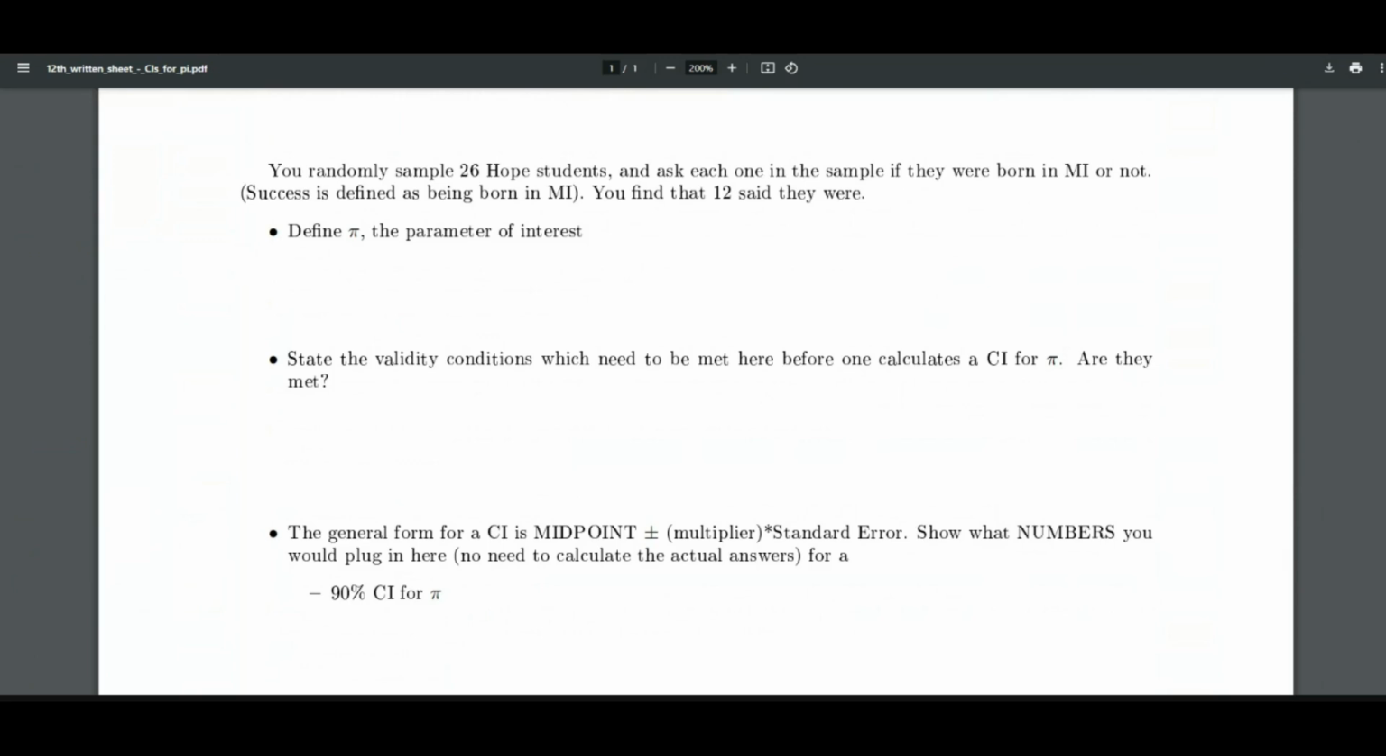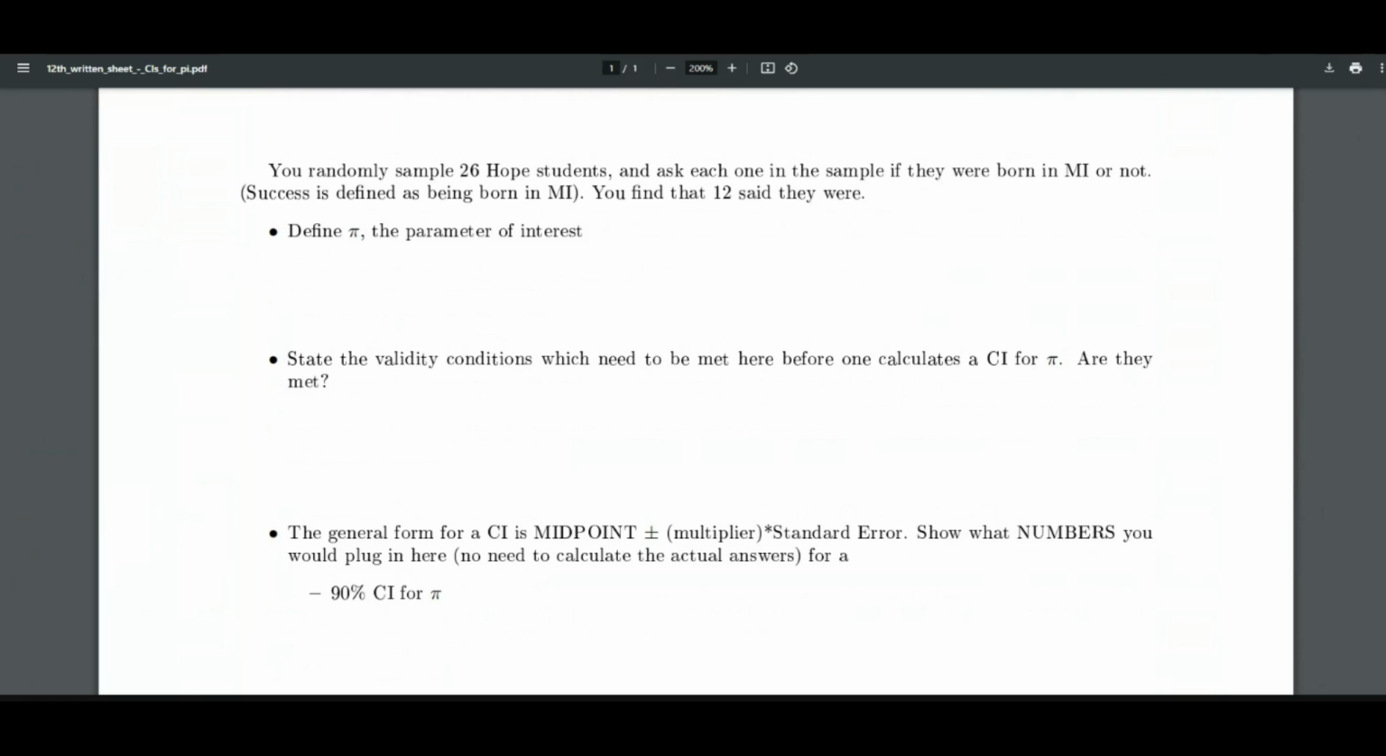You randomly sample 26 Hope students, and you ask each one in the sample if they were born in Michigan or not. And we define a success as yes, you were born in Michigan. You find that 12 said that they were. Define pi, which is the parameter of interest. So let's start with that, right?